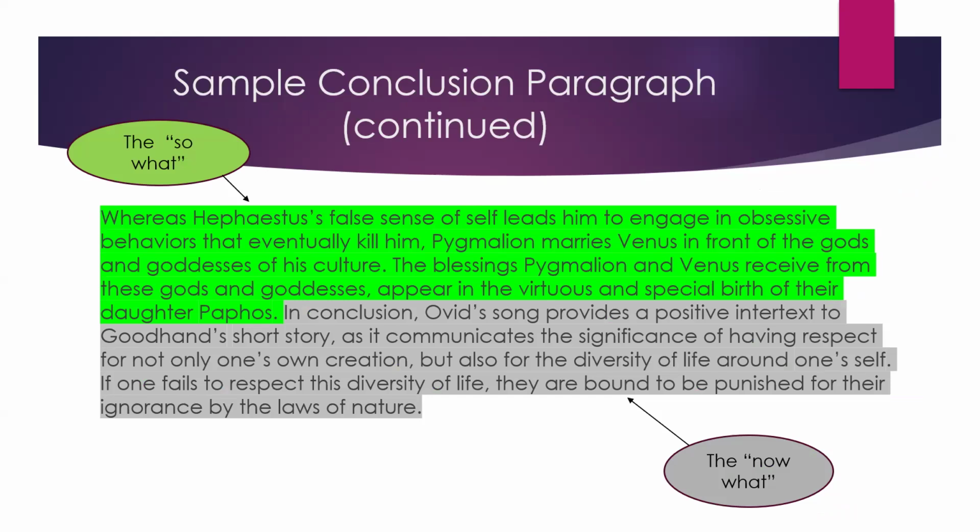Whereas Hephaestus' false sense of self leads him to engage in obsessive behaviors that eventually kill him. Pygmalion marries Venus in front of the gods and goddesses of his culture. The blessings Pygmalion and Venus receive from these gods and goddesses appear in the virtuous and special birth of their daughter Paphos. So over here, I am building on the so what by looking particularly at the resolutions of each of the short stories, the denouements of the short stories. So whereas one of the creators dies, the other one survives, and he lives a happy life.